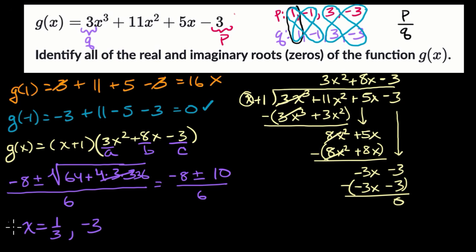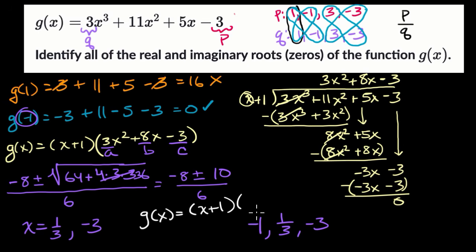So there you have it. We have figured out what our roots are. Our roots are negative 1, that's where we started, and also 1/3 and negative 3. If someone asked you to factor this whole thing, we could now write, g of x is equal to x plus 1 times x minus 1/3 times x plus 3. That would be it in a completely factored form, and we were able to get there by using that rational root theorem.